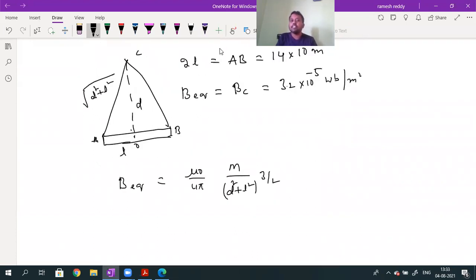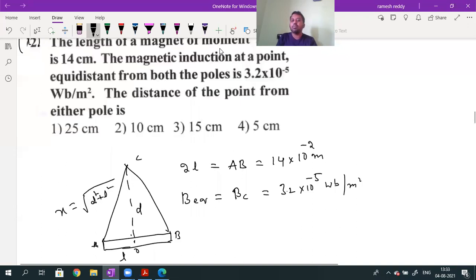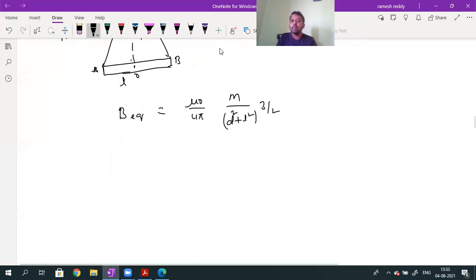So root over D square plus L square is the distance of this third vertex from each pole. If I call it X, then B equatorial will be equal to mu naught divided by 4 pi into M divided by X cube, because root over D square plus L square is X. That is X cube, equal to B equatorial.